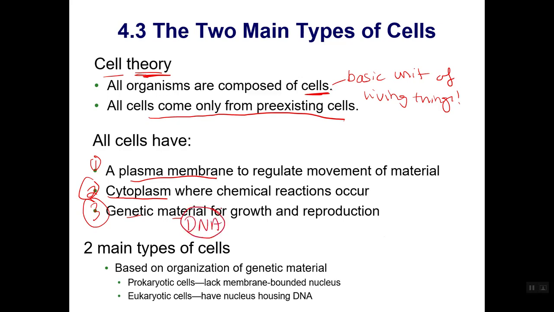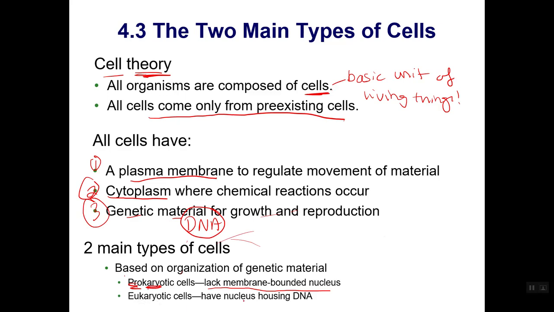DNA, typically. All right, so two main types of cells. There's two main types of cells, and they're based on the organization of genetic material, of DNA. Prokaryotic cells lack a membrane-bound nucleus where the DNA is stored within eukaryotic cells. If you were to break this down, pro means before, karyon means nucleus. So these are cells, actually, they're very primitive, that came before eukaryotic cells, and they don't have a nucleus. That's what you need to know. Prokaryotic cells lack a membrane-bound nucleus.